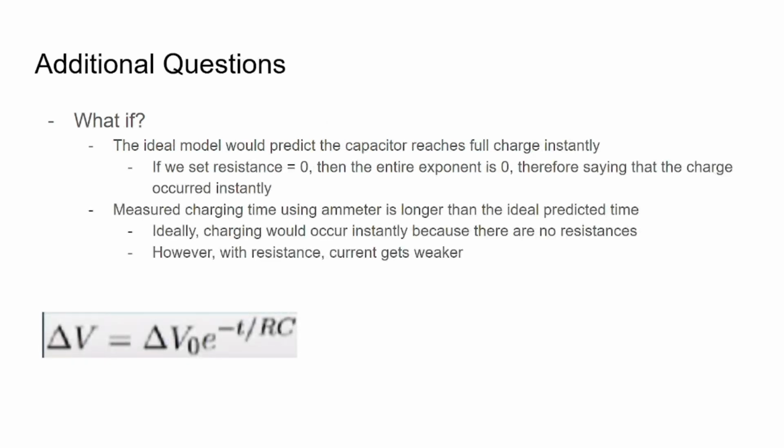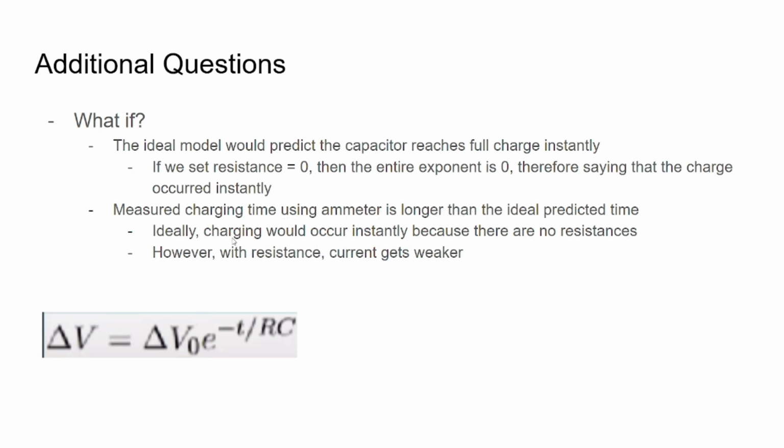So, some additional questions. The ideal model would predict the capacitor reaches full charge instantly. We are given the ideal model of capacitor charge. It says that the change of the voltage is equal to the initial voltage times the charge to the power of the charging time constant. If we set the resistance equal to 0, then the entire exponent is 0, therefore saying that the charge occurs instantly.